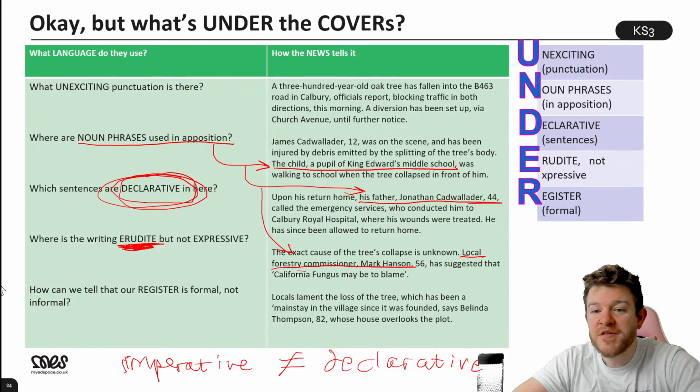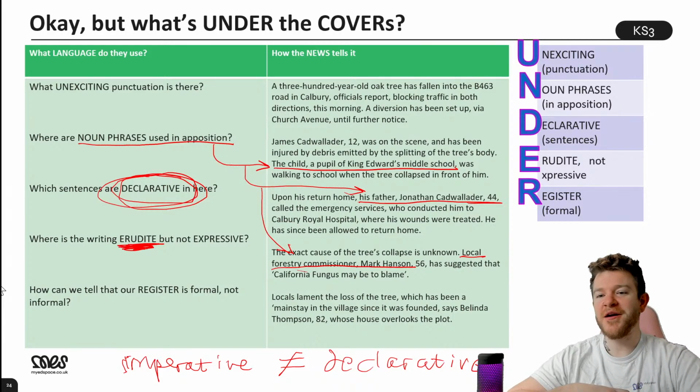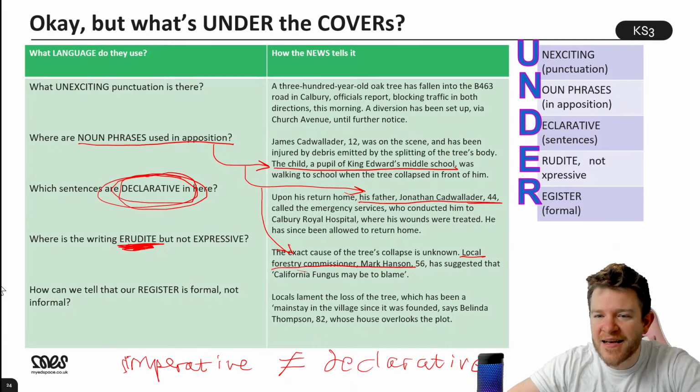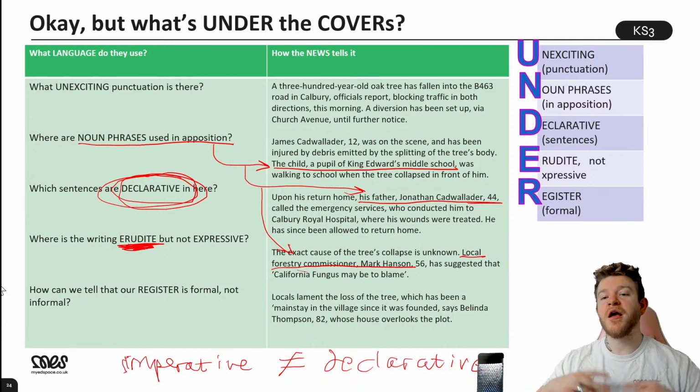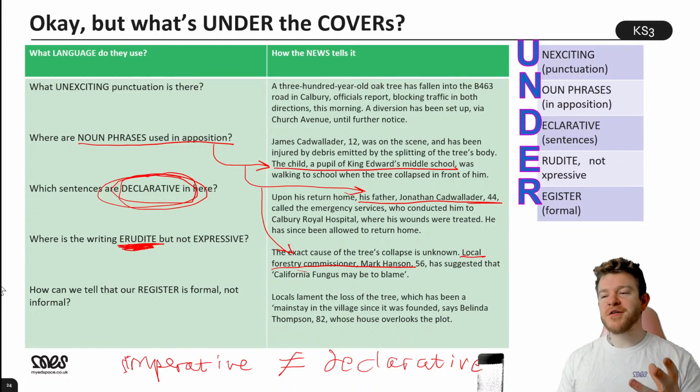Is it a synonym of smart? Yes, it is. Having or showing great knowledge or learning. Showing a great amount of knowledge. Okay, so that is what erudite means.